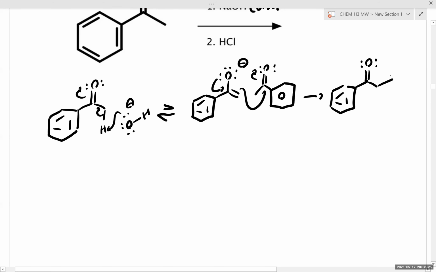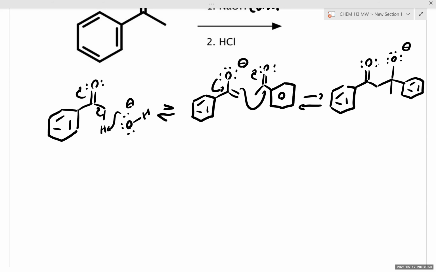Is this initial aldol product favored at equilibrium? So if we made this aldol product, would it be easy for us to isolate this beta hydroxy compound? Would it be easy or difficult for us to isolate this beta hydroxy compound? It would be relatively difficult.